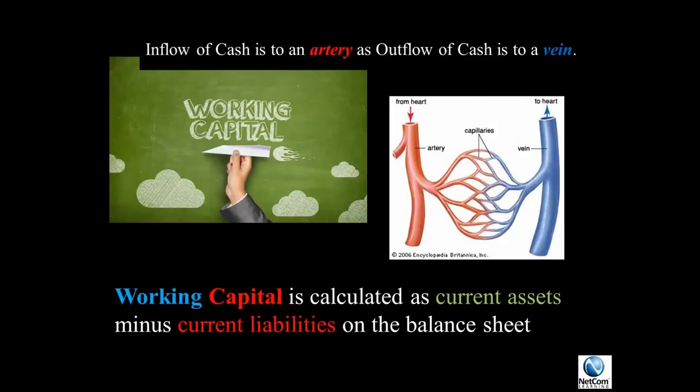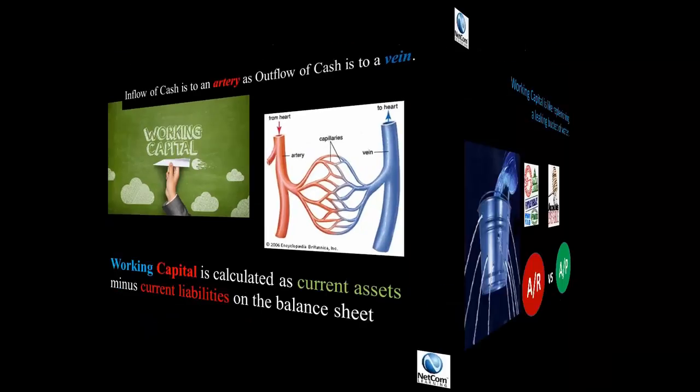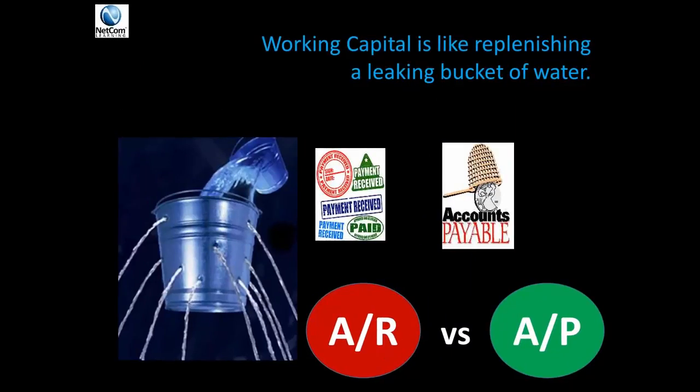Now, let's talk about working capital to lead our discussion into cash flow statements. I want you to think of the inflow of cash as analogous to an artery bringing in fresh blood and an outflow of cash as a vein. Working capital is calculated as current assets minus current liabilities, and both those items can be found on the balance sheet. Now think of working capital like replenishing a leaking bucket of water.